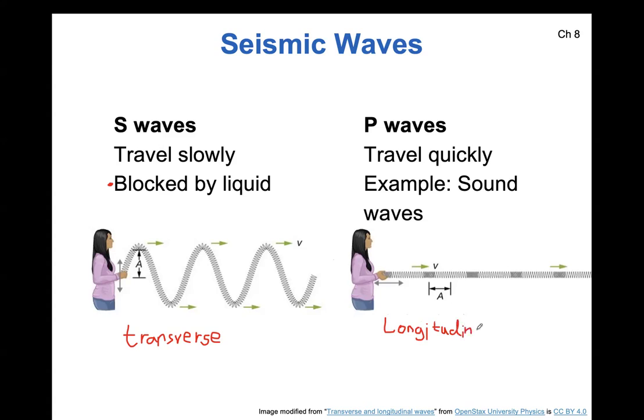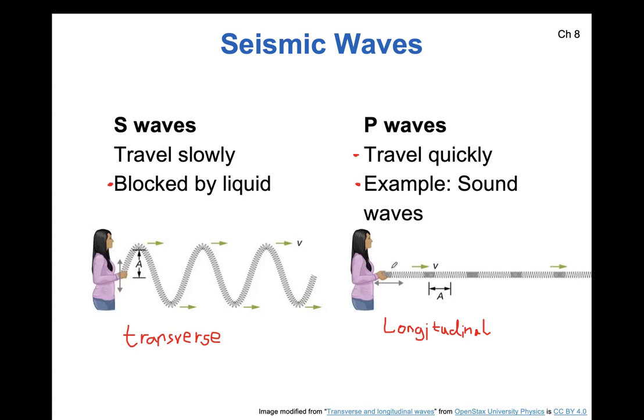And these two types of waves, and the reason we care about them, are shown right here: P waves can travel through a liquid. S waves can't, but P waves can. They also travel more quickly. An example is a sound wave, and sound waves travel just fine through liquids or gases.